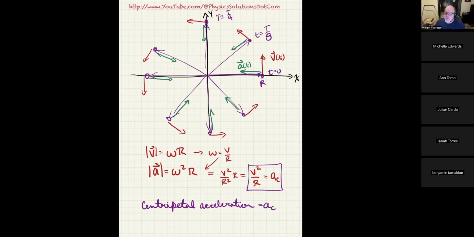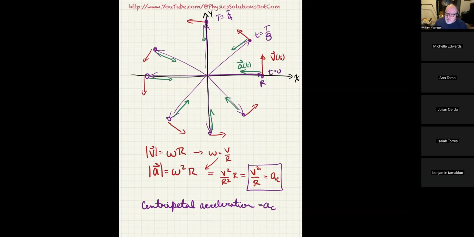Centripetal means center seeking. So in order for something to go in a circle, it could go at a constant speed, but it can't go at a constant velocity, because velocity is a vector quantity, has a magnitude and a direction. So even if you kept the magnitude constant, if you went in a circle, you were changing the direction.